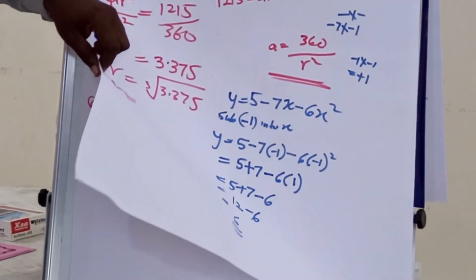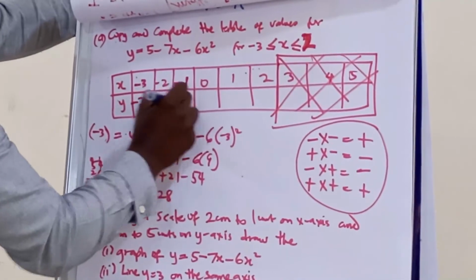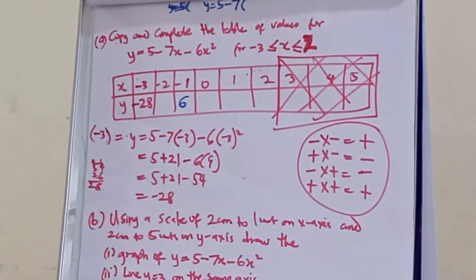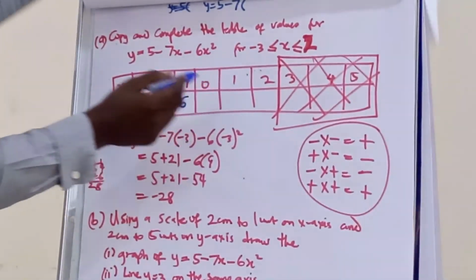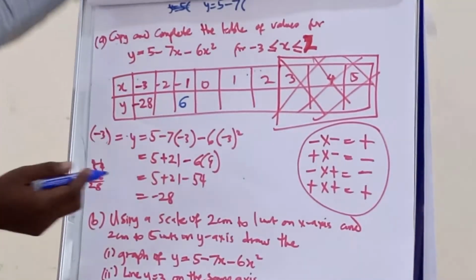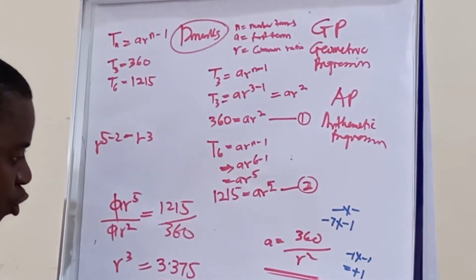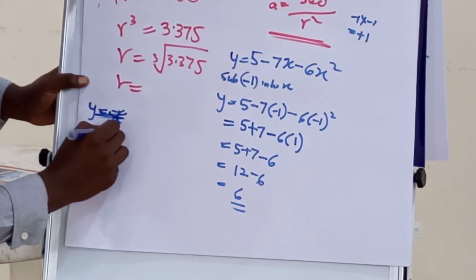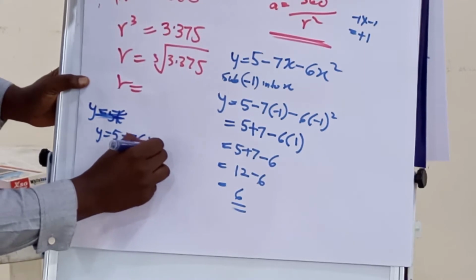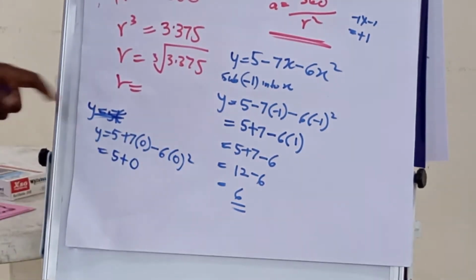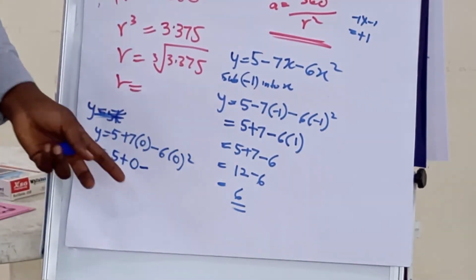How many of us got 6? So just come here and put 6. For solving these questions, I'm putting the answer in all of this, because I can be giving you marks on all of these things. If you solve all these values, you get a mark for each. Let us see, what did you get for 0? For 0, whenever I see 0, you just come here and say y equals 5 plus 7 into 0 minus 6 into 0 squared. So 5 plus 0, because 7 times 0 is equal to what? 0. Minus 0 squared is equal to what? 0. 0 times 6 is equal to what?